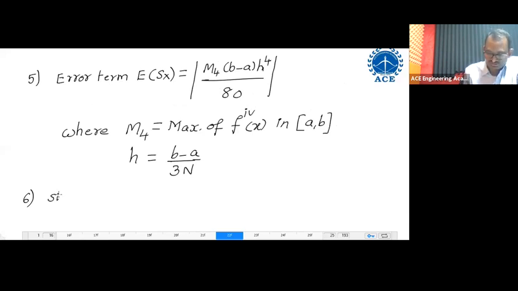So for Simpson's 3/8 rule, the 4th derivative of the cubic polynomial a, bx, cx square, dx cube is zero. So the fourth derivative of all these terms is zero, meaning M4 is 0. If M4 is 0, the error is 0 into something, 0 by something, which is 0. So the error is 0. Error 0 means a 100% accurate answer, which means the exact value.